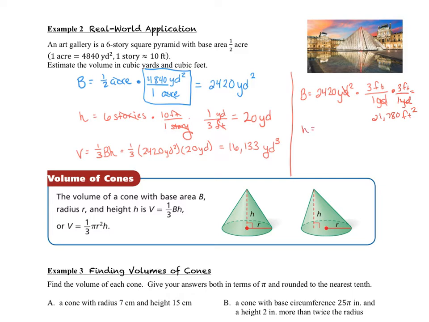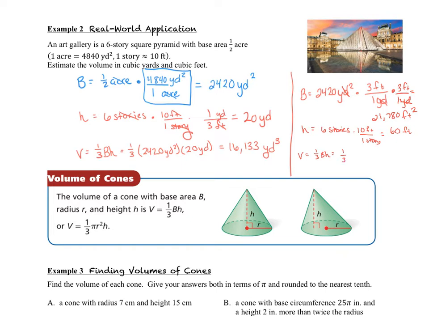Okay, now for the height, we would do 6 stories times 10 feet in 1 story, so that the stories cancel, and then we stop there because it's in feet, and so that would be 60 feet. And now we can find the volume in terms of feet. So we have 1/3 capital B H.